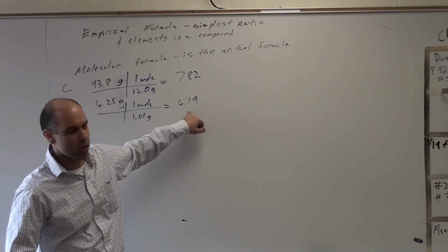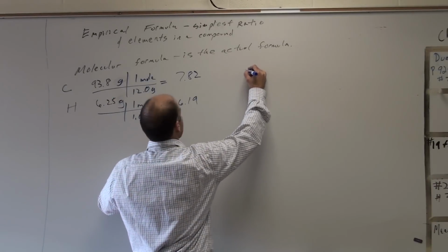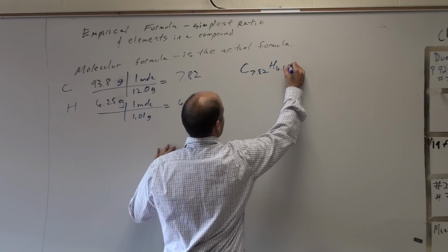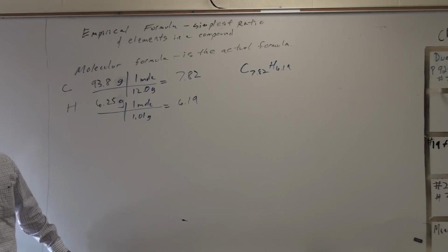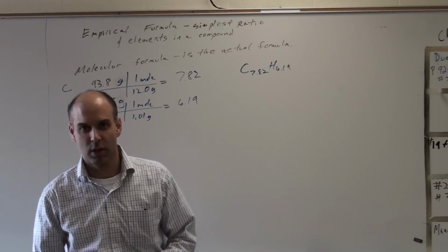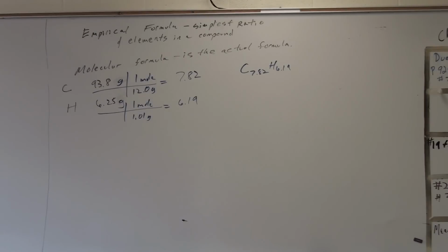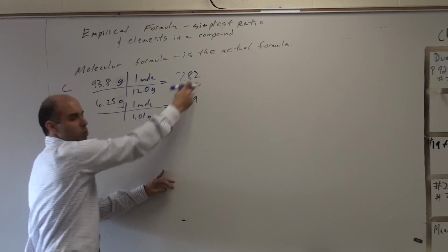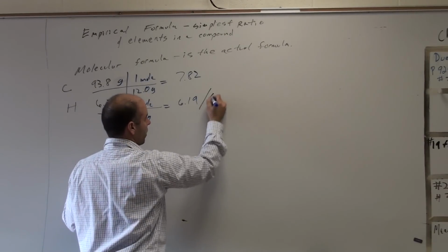Now, this ratio is kind of like saying for every 7.82 carbons, there's 6.19 hydrogens. That's not very helpful. What we like to have is nice whole number ratios. So how do I get it to be in nice whole number ratios? What you do is you take the smallest one and you divide by the smallest one.